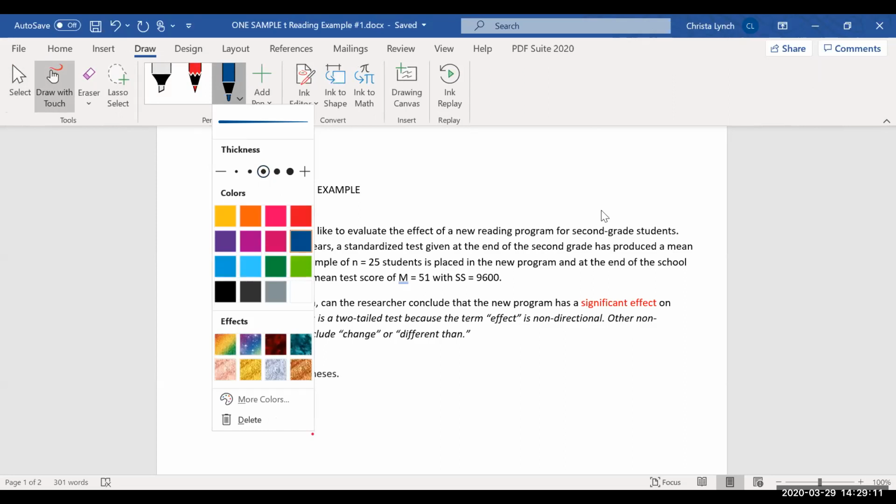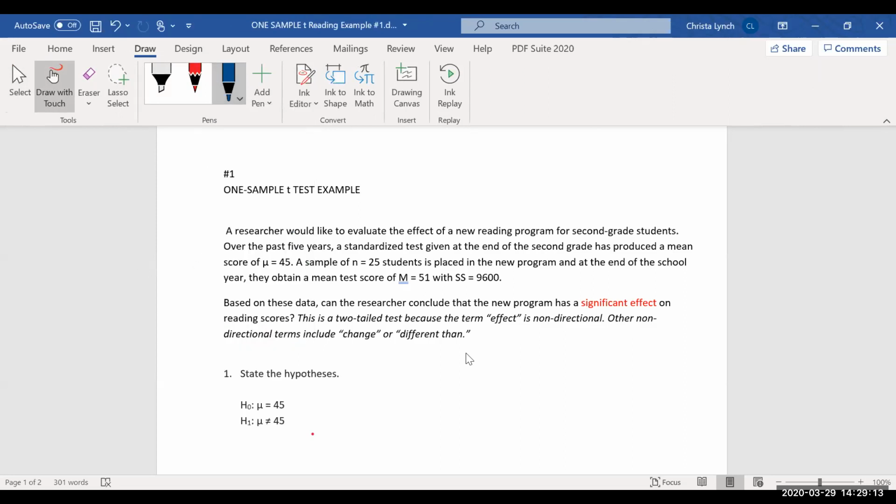Okay, so based on these data, can the researcher conclude that the new program has a significant effect on reading scores? Okay, that is the question that we need to focus on, okay? This gives us the answer to some other questions before we start our test.